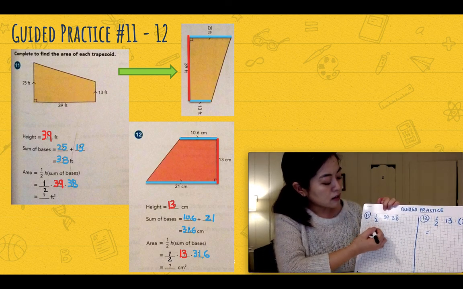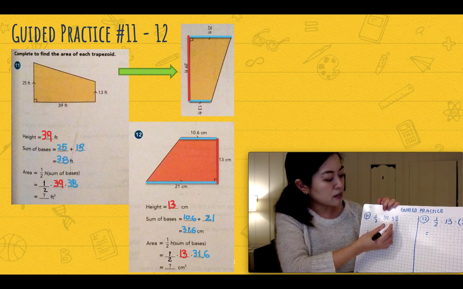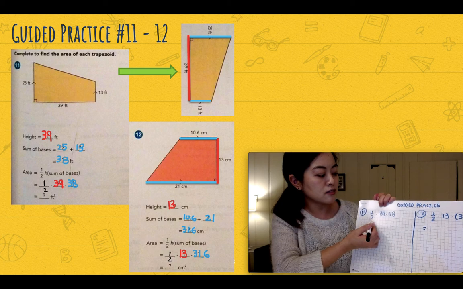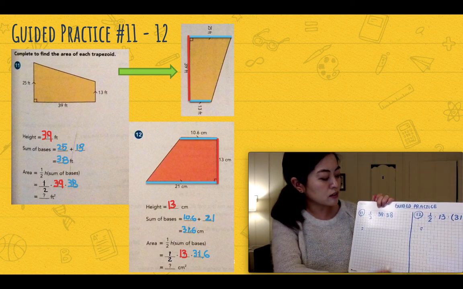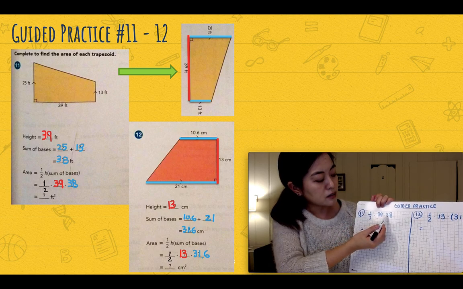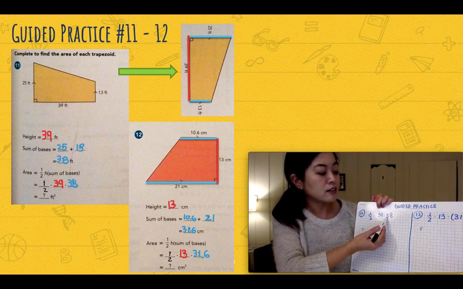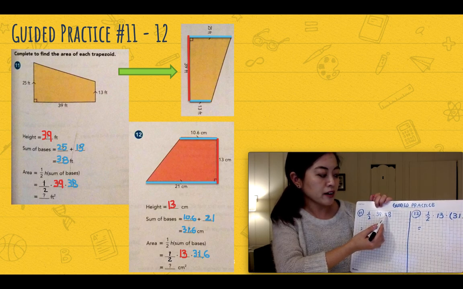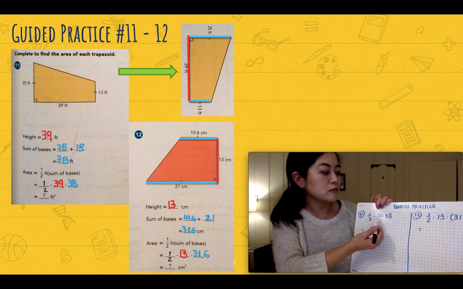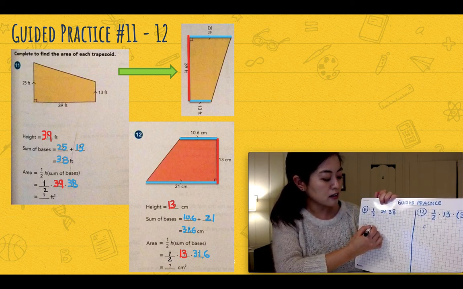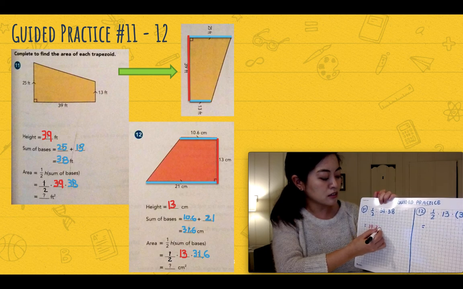Well, half of 38. I'm going to do half of 38 because that's the even number, so I can divide it by 2 very easily. What's half of 38? Let me see. I know half of 30 is 15, right? So it must be 19. 19 plus 19 is 38. Okay, so half of 38 is 19. So now it's 19 times 39.